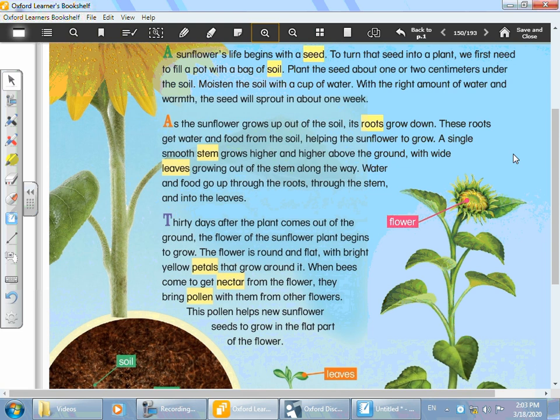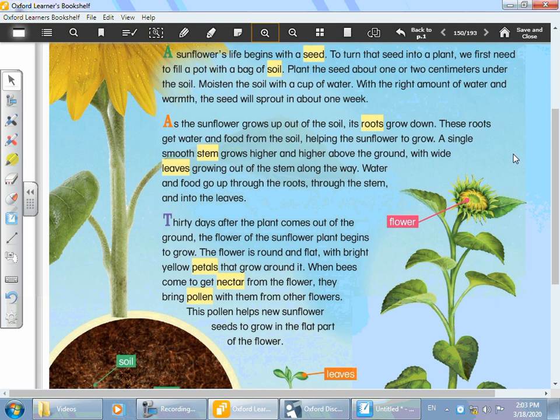Okay. Next, these roots get water and food from the soil, helping the sunflower to grow. So the roots, they get the water from where? Excellent, from the soil. They get the water and the food they need from the soil, and this helps the sunflower to what? Excellent, to grow.